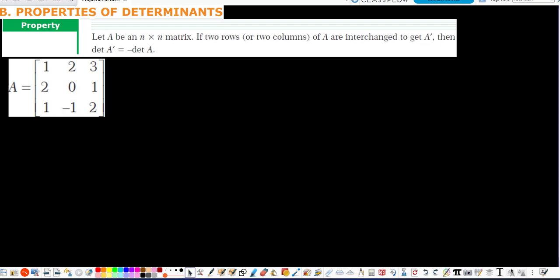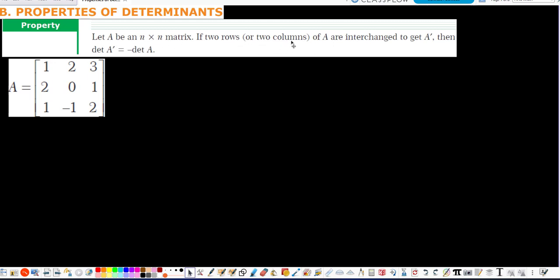Hi dear students, we are going to continue with the properties of the determinant. This is the second video about the properties of the determinant, and we are going to continue with the first property here. And we are going to work again with an n times n matrix, which is a square matrix.